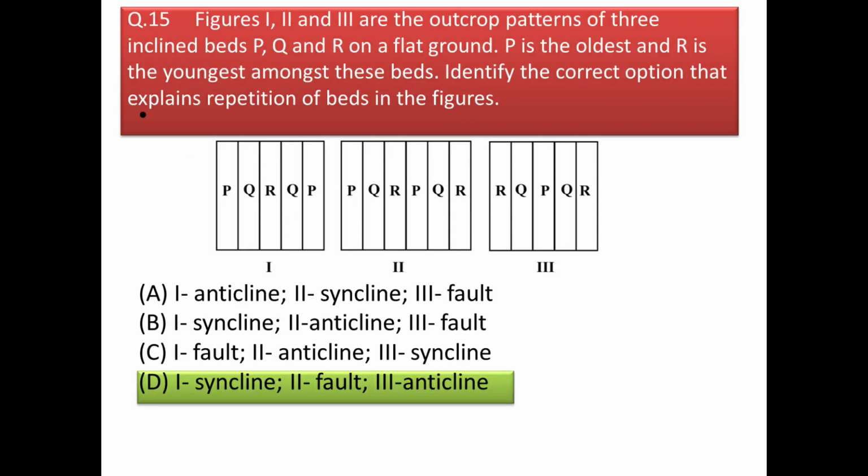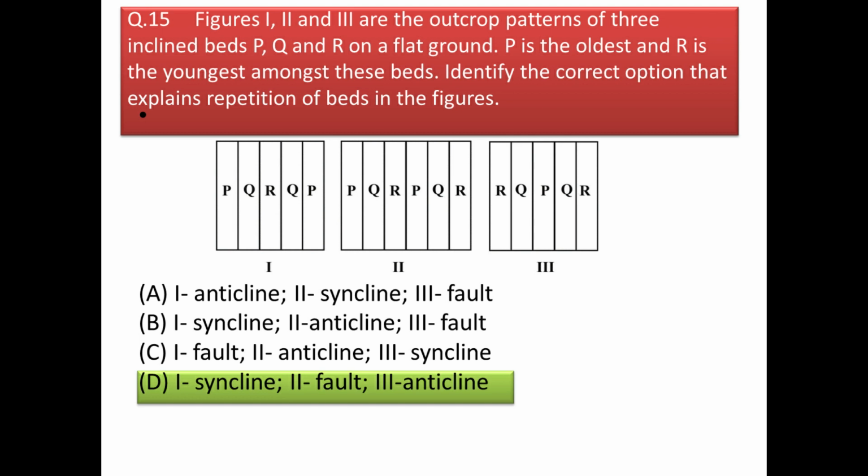Next question. Figures 1, 2 and 3 are the outcrop patterns of three inclined beds P, Q and R on a flat region. P is the oldest and R is the youngest among these beds. Now identify the correct option that explains the repetition of beds in these figures. Now look at figure 1 and figure 3, and if you look at them very carefully, you can mark there is a similarity between 1 and 3. That is, one bed is at the center and the other beds repeat themselves in the opposite direction.